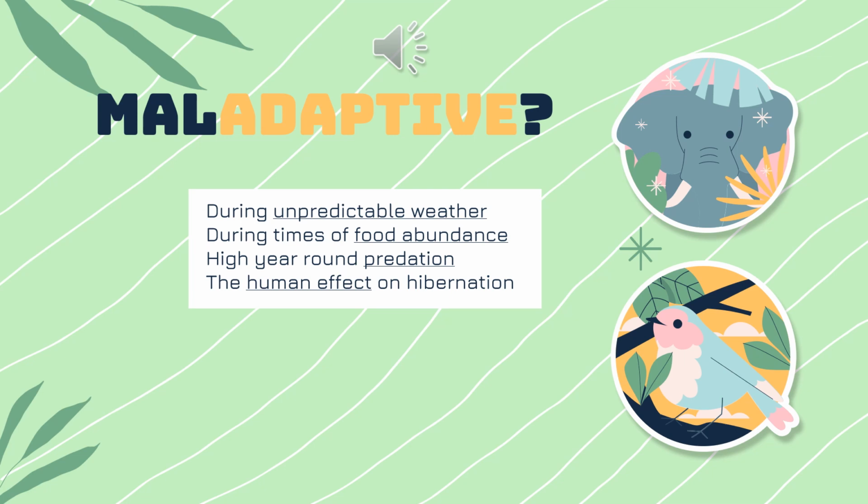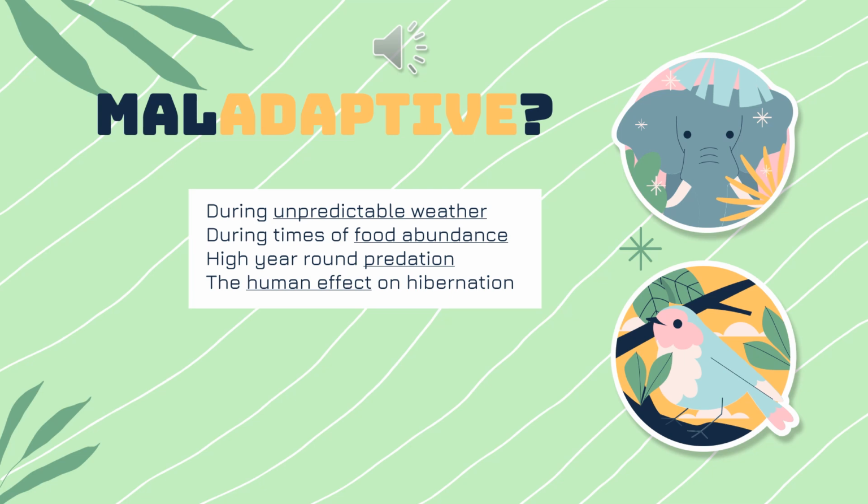In regions with unpredictable weather patterns, or where sudden warm spells occur during winter, hibernation can be disrupted. Animals may emerge from hibernation prematurely. Similarly, in environments that experience prolonged periods of food abundance, hibernation may become unnecessary or even detrimental. Hibernating under such conditions risks missing opportunities to gather food and establish territory.